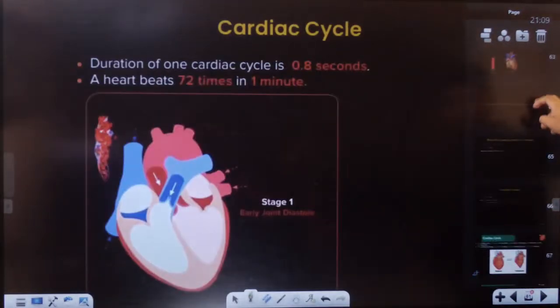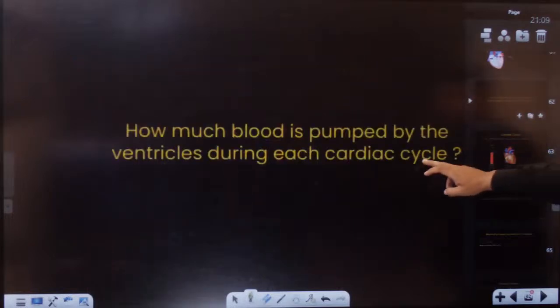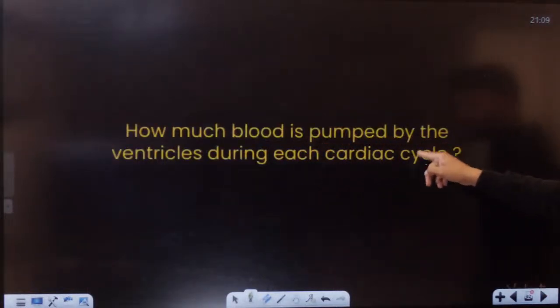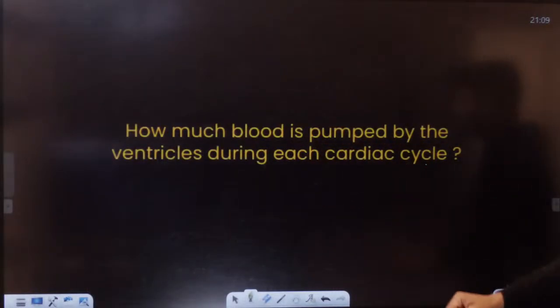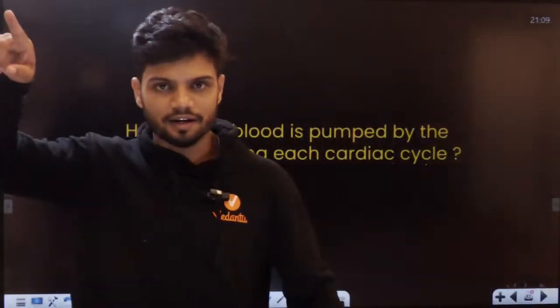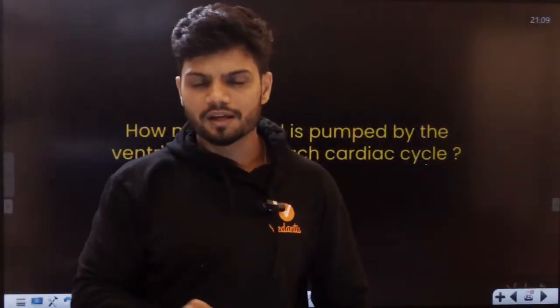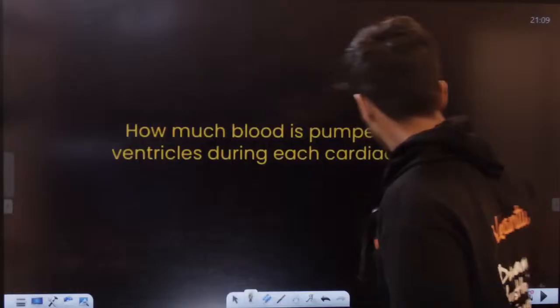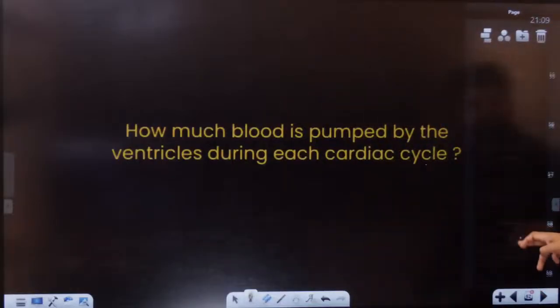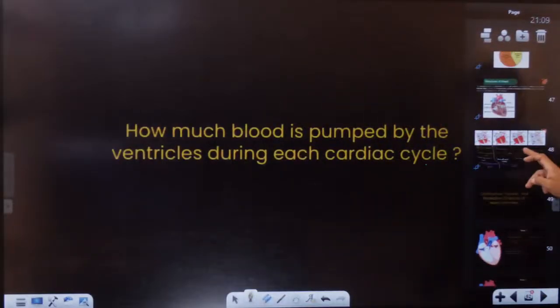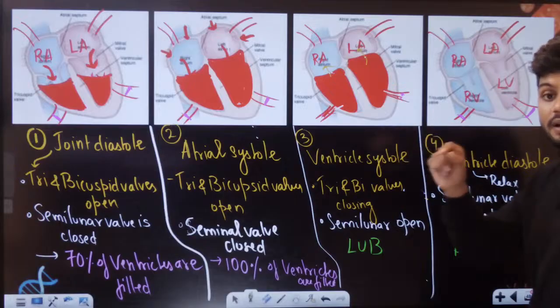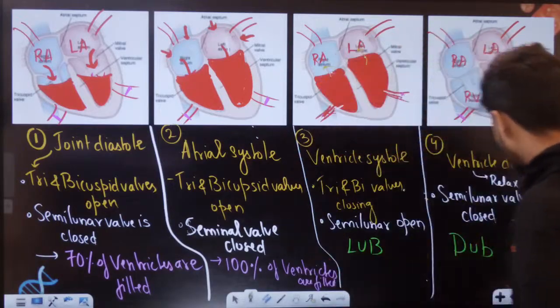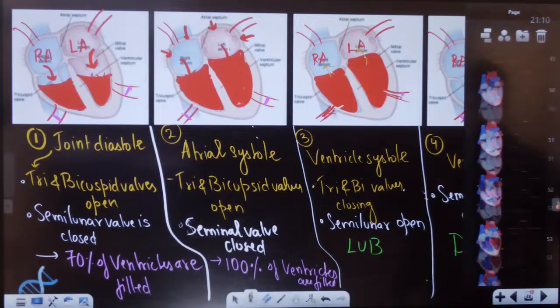So now before we go, students, we need to understand how much blood is pumped by the ventricles during each cardiac cycle. We learned the cycle now, right? 1, 2, 3, 4 phases. How much blood is pumped? How much blood is in here? How much blood is being pumped inside this? Let's understand, students. How much blood is pumped?